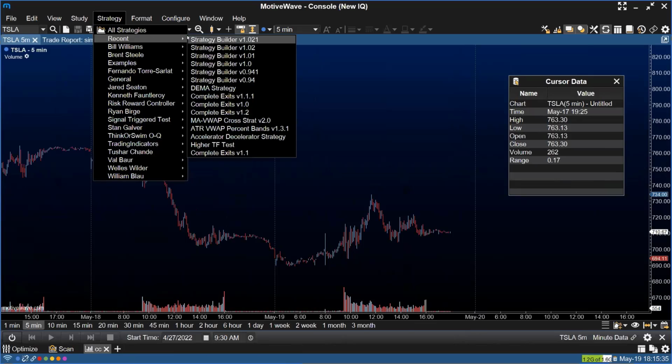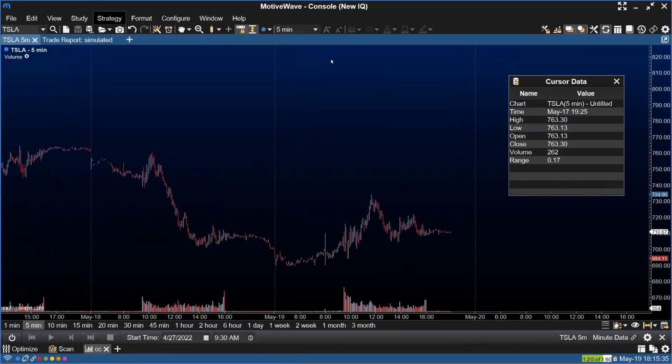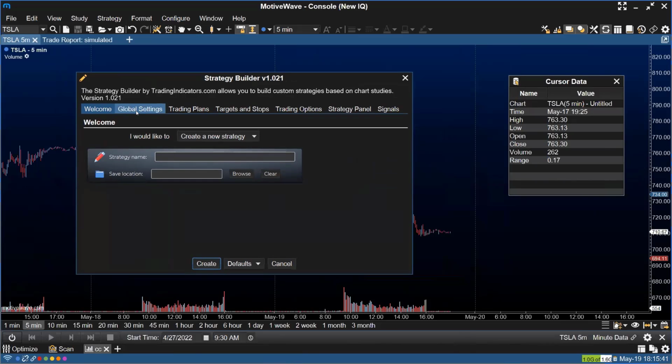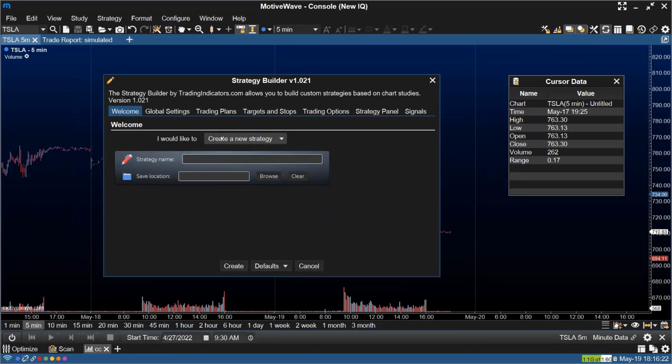So first, I'd just like to open up Strategy Builder and just take a look at the interface so you get a feel for it if you've never seen it before. In the Welcome tab, you have the option to create a new strategy. You can name your strategy, set a save location, or you can load a strategy that you've already created. You can select the file and decide whether you'd like to overwrite or not.